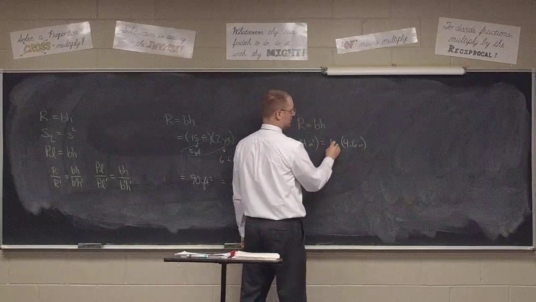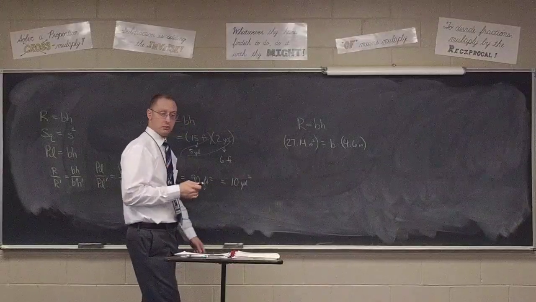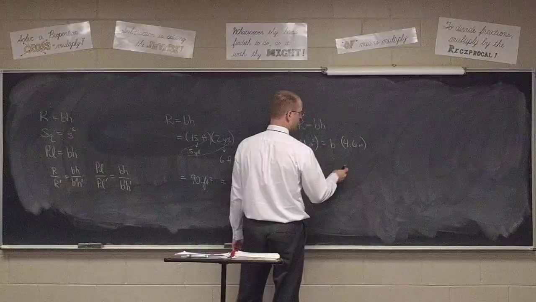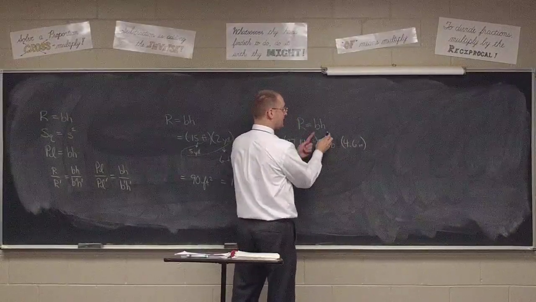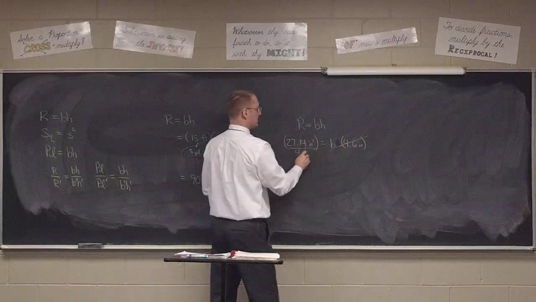B times 4.6. There we go. The B times the 4.6. If we're to solve for the B, I would need to move the 4.6 over as a negative? Well, if it were being added, yes. But it's not being added, it's being multiplied. So divide away the 4.6 inches.